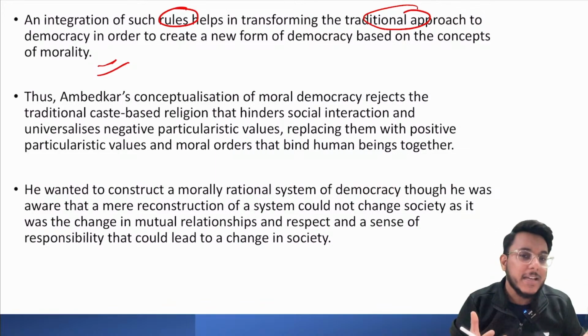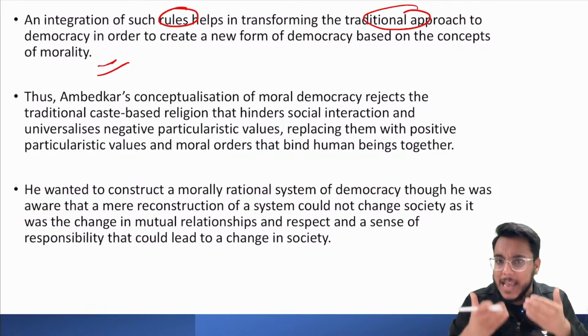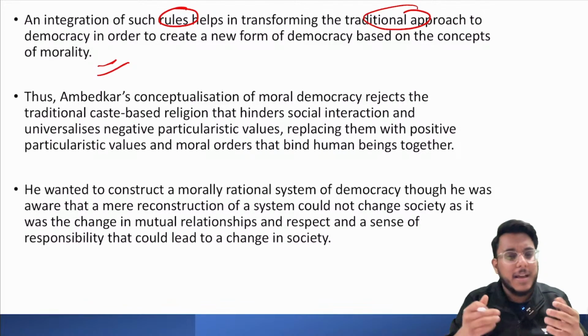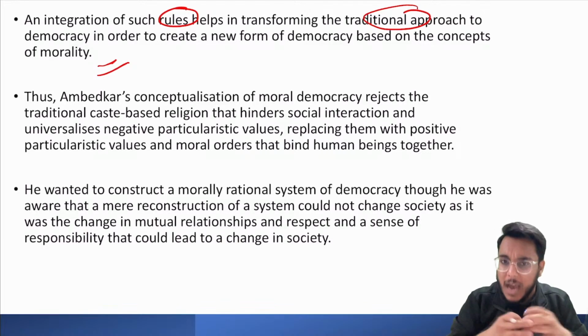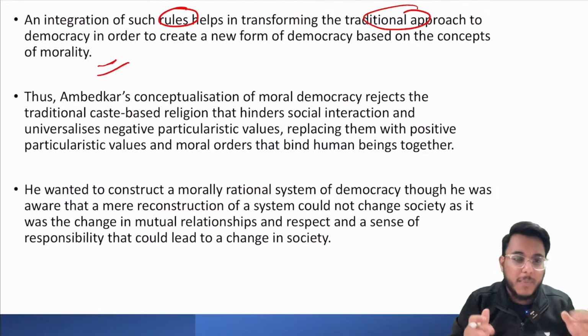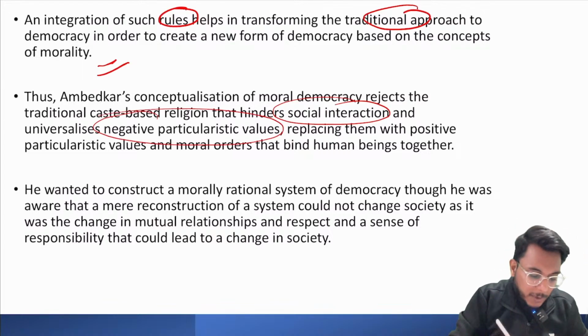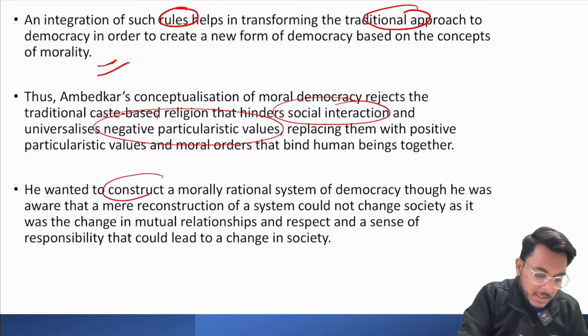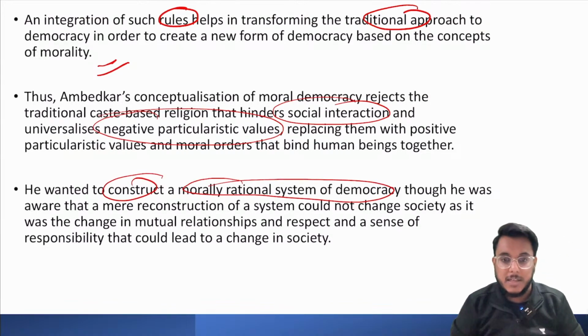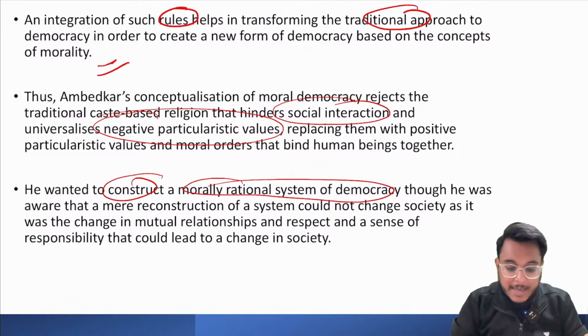Dr. B.R. Ambedkar very clearly provides this particular thing that in democracy everybody is equal, justice is all important. So therefore caste division, hierarchical division, are not desirable because they will always hinder social interaction. They will universalize the negative particularistic value. So according to Dr. B.R. Ambedkar, he wanted to construct a morally rational system of democracy, which has certain elements from religion, which has rationality, which has the dignity and respect of every person integrated in it.